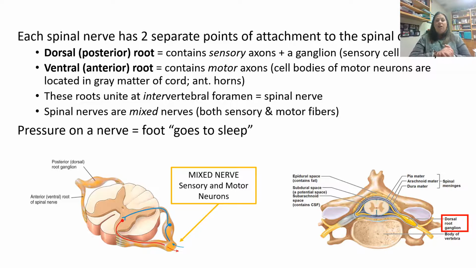Now, when you put pressure on a nerve, it can actually cause your foot to go to sleep. When your leg goes to sleep and it starts tingling when it wakes up, that's because you put pressure on that nerve and kind of kinked it, and whenever the pressure's off, it starts to send signals again.